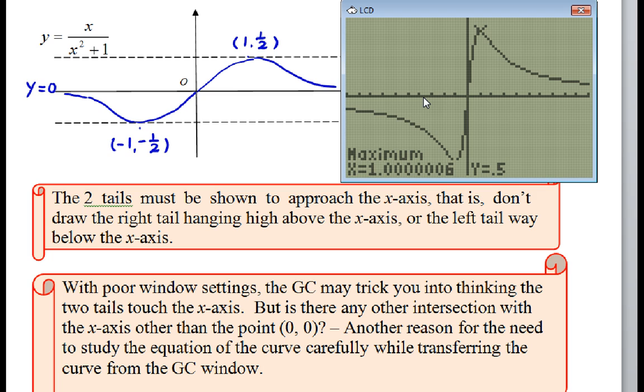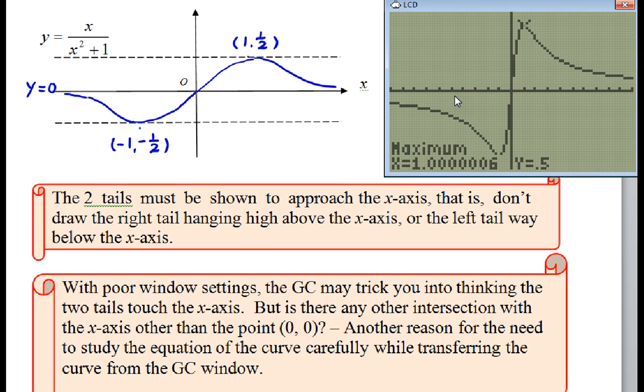With poor window settings, the GC may trick you, but in my case, because I'm quite good at GC, I won't get tricked by GC. You should not. Okay, so sometimes you will see that it coincides with the x-axis, but you know by analysis that the x-axis is an asymptote. Okay, can I use this example to say one point? Jot down if you need, because it's not really in the notes. Remember when I define asymptote, I say that asymptote is a line where the curve tends closer and closer towards without touching it. Correct. Okay.